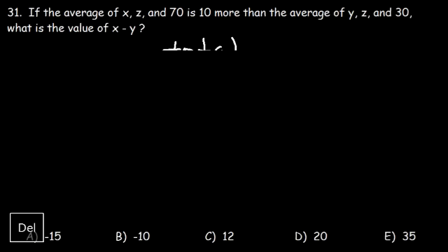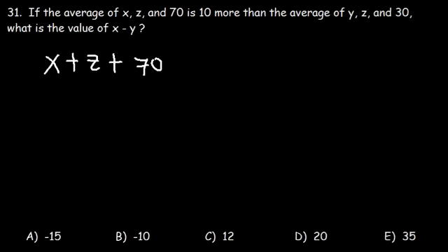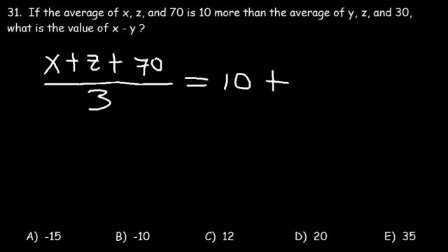But now let's see if we can use that to solve this problem. So if the average of x, z, and 70, the average of those three numbers, is the sum x plus z plus 70, like we did 10 plus 11 plus 12. And then because we have three numbers, the average is going to be the sum divided by 3. So the average of x, z, and 70 is equal to 10 more than the average of y plus z plus 30 divided by 3. So that's the equation that we have.